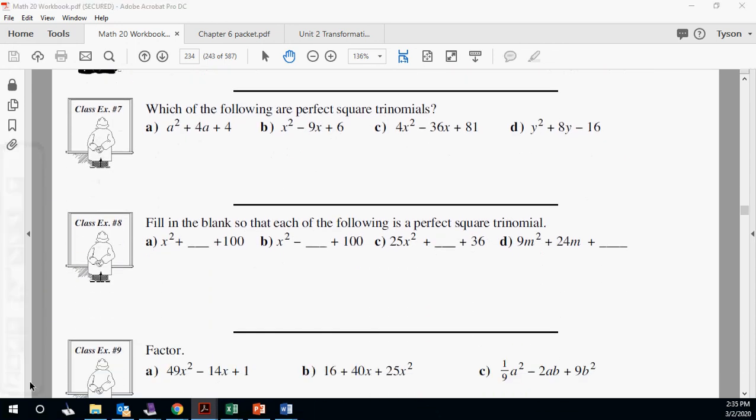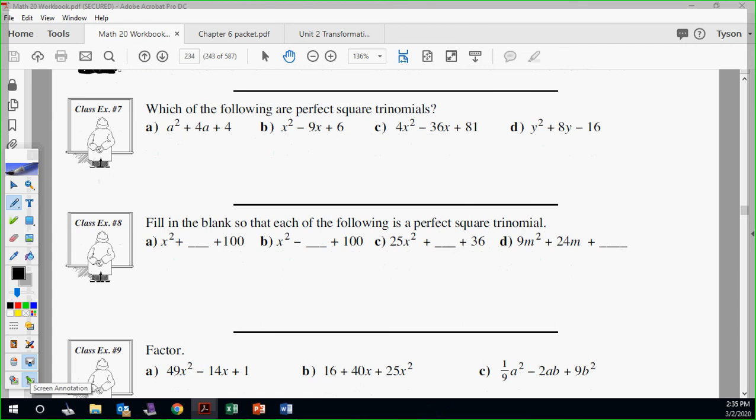So what you can do is, what's the square root of a squared? A. What's the square root of 4? So we're thinking it could be this, right? How do we figure that out? Well, what's 2 times a? 2a times 2. 4. Boom. Yes. That's how you check for perfect square trinomials.